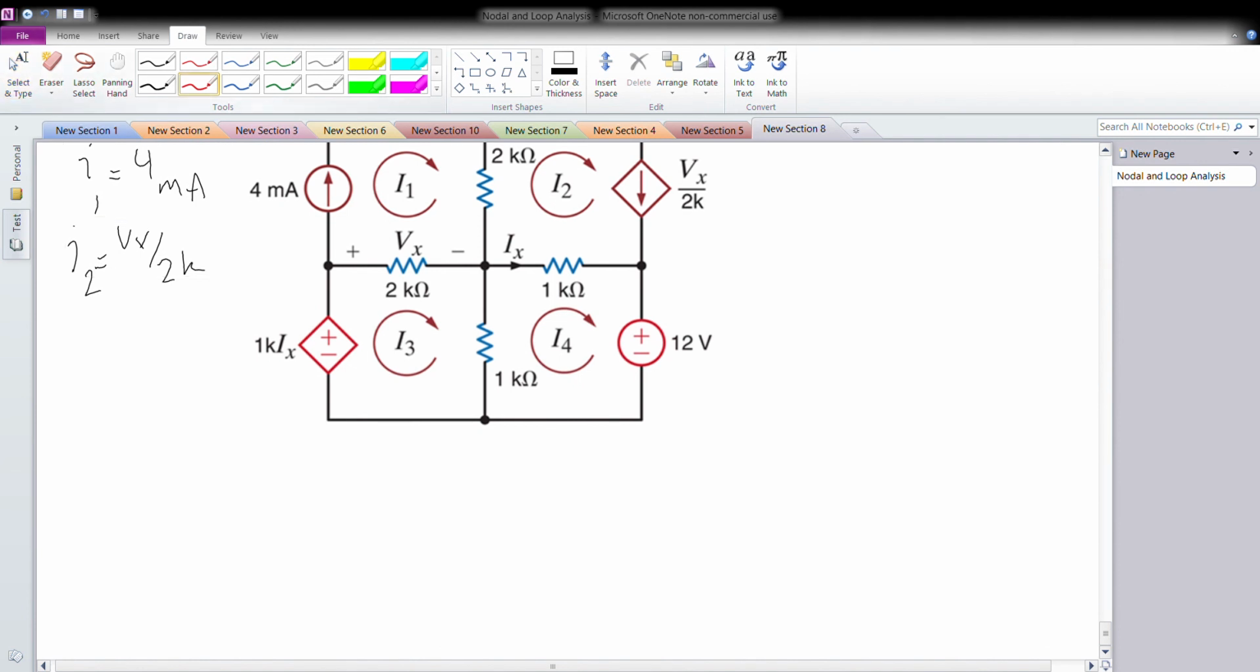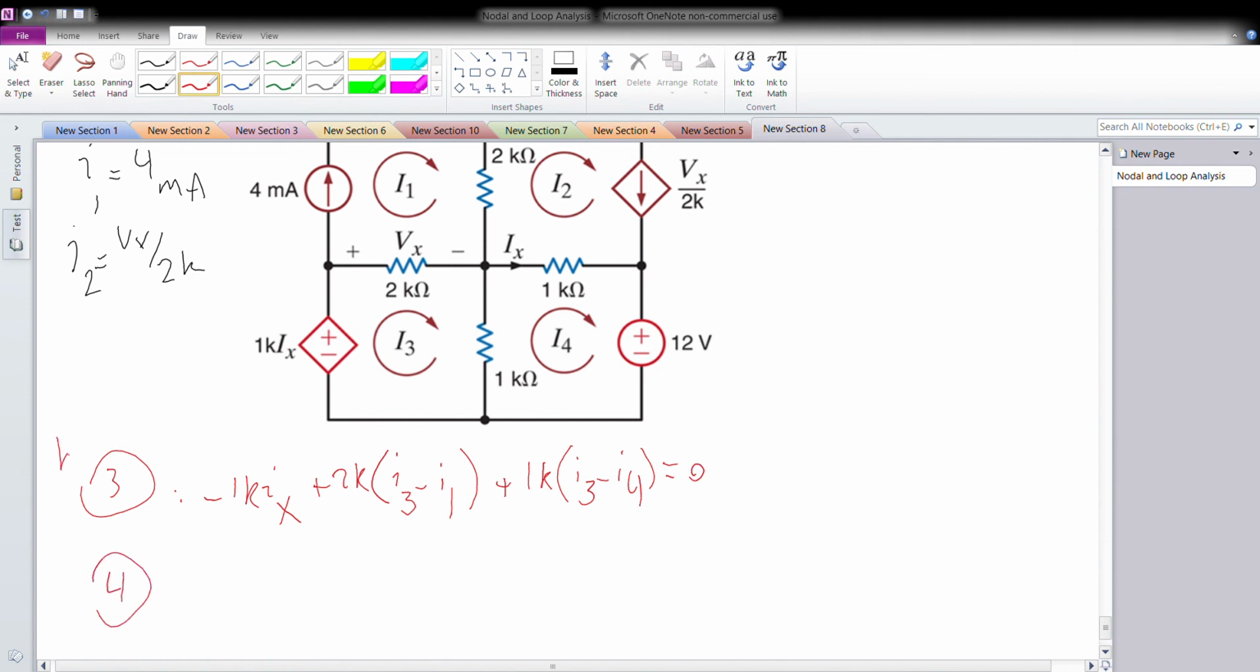So for my I3, because I'm entering on the negative side, it's going to be negative 1k Ix plus 2k times... 2k is shared between loop 1 and 3, but because I'm in loop 3, it's going to be I3 minus I1, plus 1k. Again, 1k is shared between 3 and 4. It's going to be I3 minus I4 equals 0. And the same thing for loop 4. So KVL.